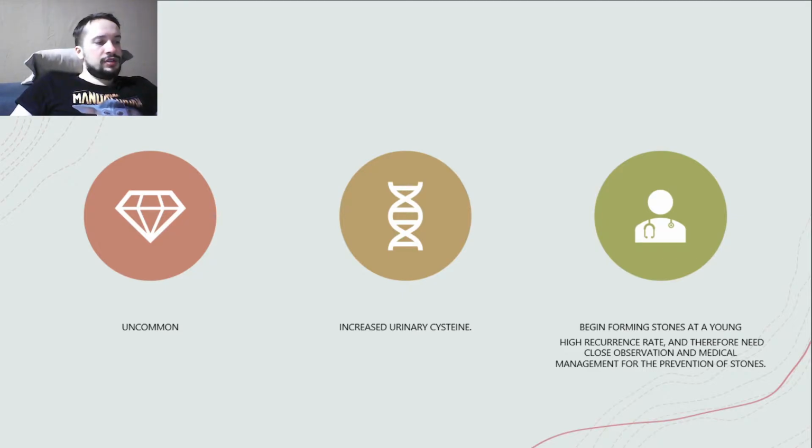Cystine stones are uncommon, only 1 or 2% of all stones. They occur due to a genetic metabolic defect leading to increased urinary cystine. These patients begin forming stones at a young age and have a high recurrence rate, and therefore need close observation and medical management for the prevention of stones.